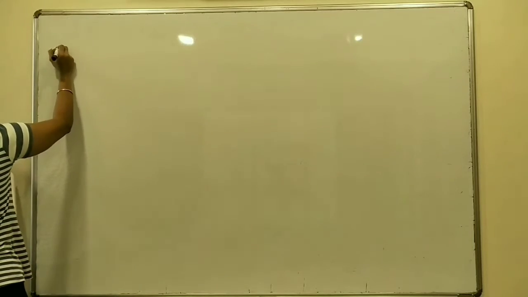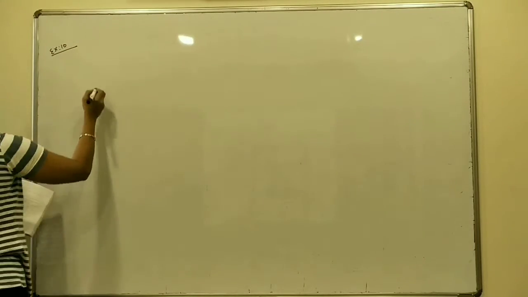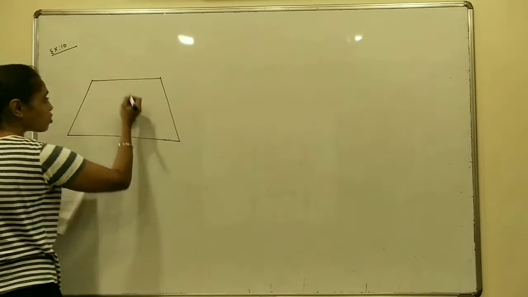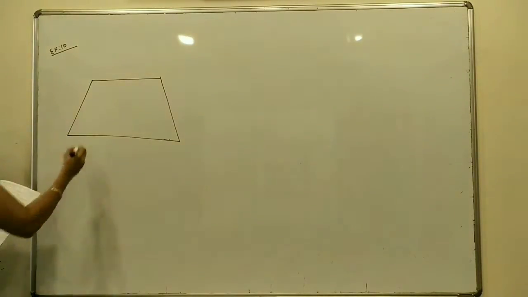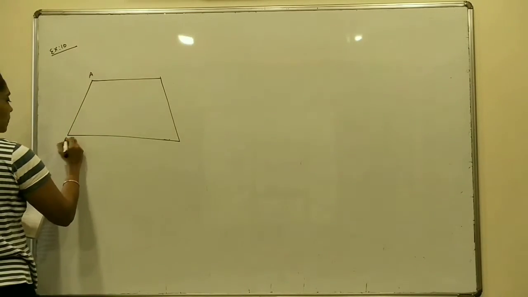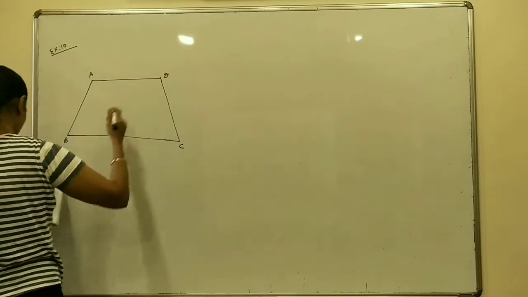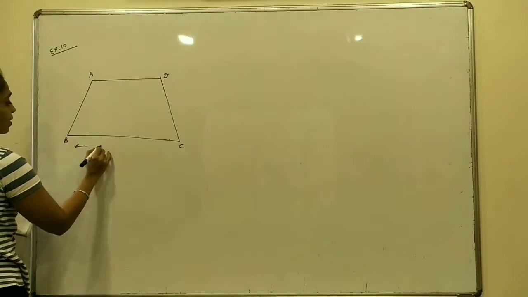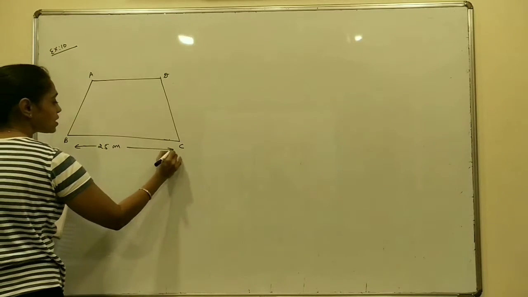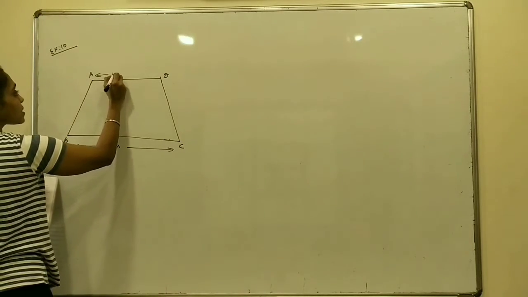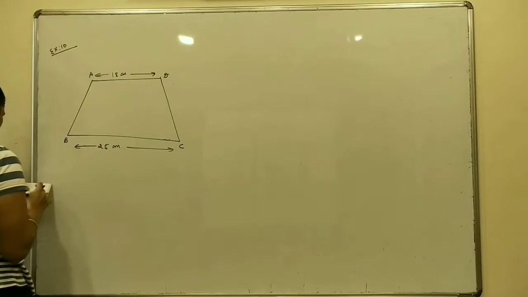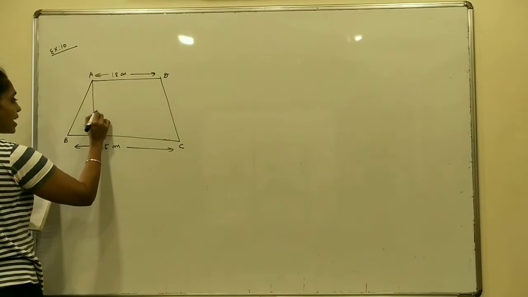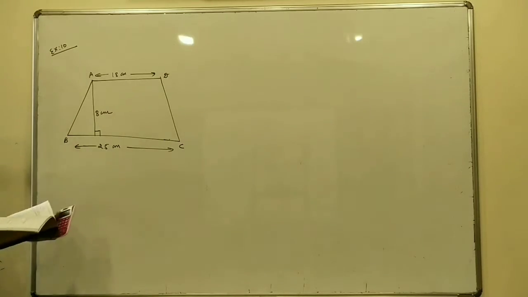Example number 10. Find the area of trapezium. Trapezium means only one pair of opposite sides are parallel. ABCD is a trapezium whose parallel sides are 25 centimeter and 18 centimeter, and the distance between them is 8 centimeter. So simple.